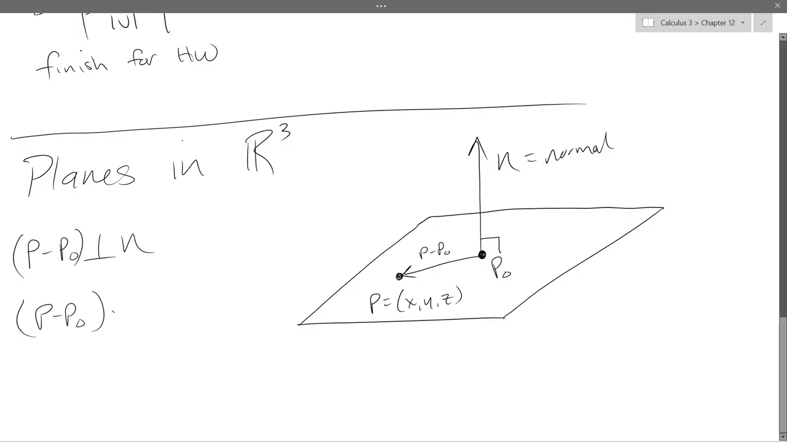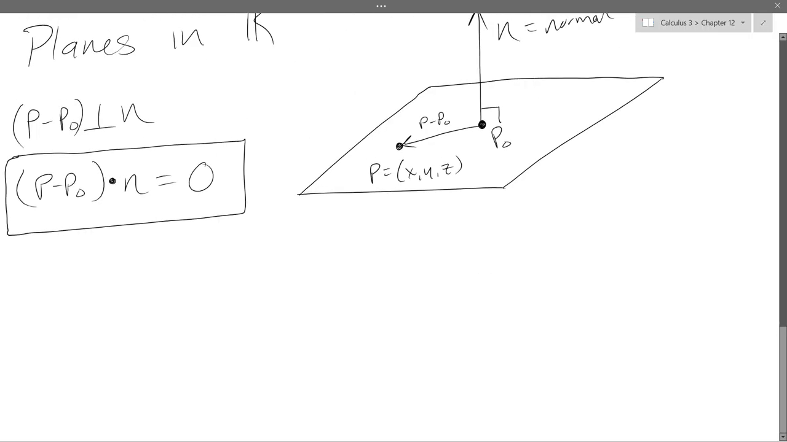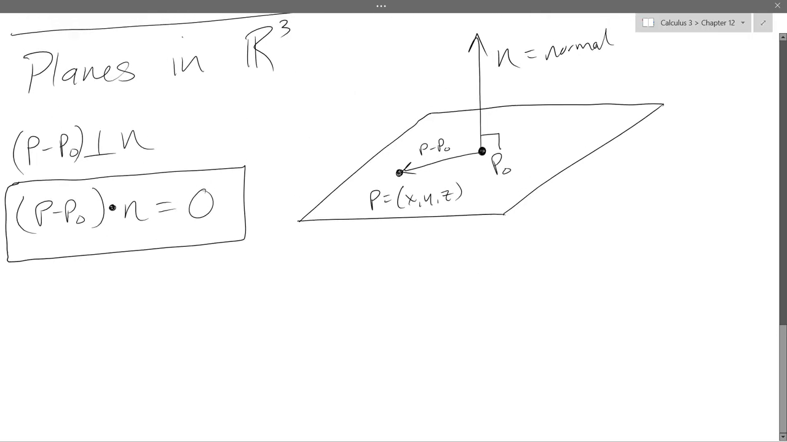What is the easiest way to figure out if two vectors are perpendicular or orthogonal? Dot product. And what should their dot product equal? Zero. And this is the number zero, not the vector zero. Dot product gives you a number. All right, there's the equation for a line, or for a plane. Right there. And we'll do some examples tomorrow.